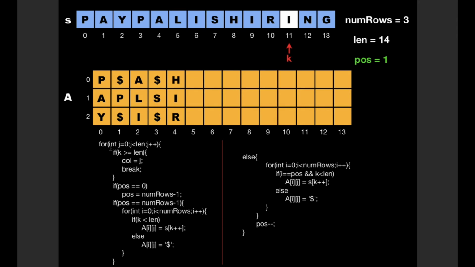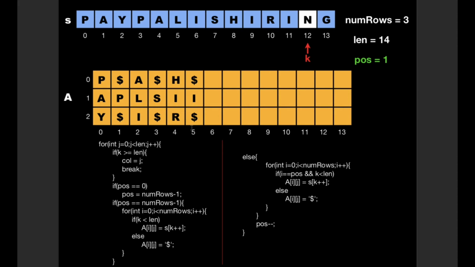Again we perform a next iteration and check whether the value of k exceeds length. Since it does not, we check the value of position. Since these two if conditions fail, we enter the else condition and then check whether position is equal to i. Therefore, the zeroth row will get a dollar sign. The first row we get the alphabet I and again a dollar sign.